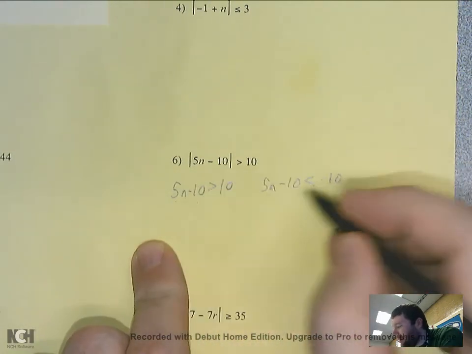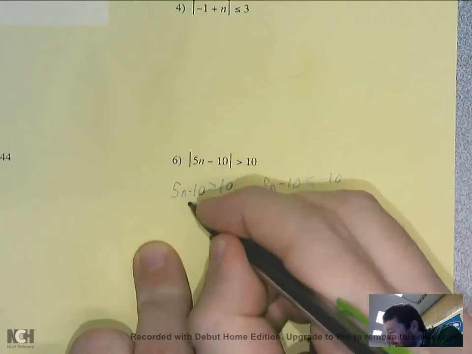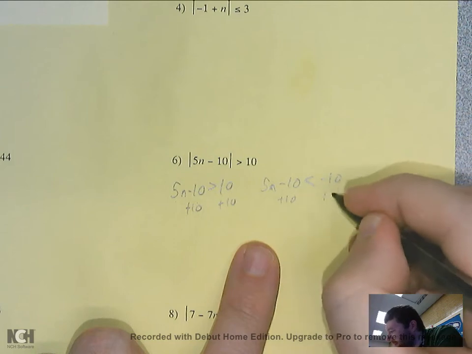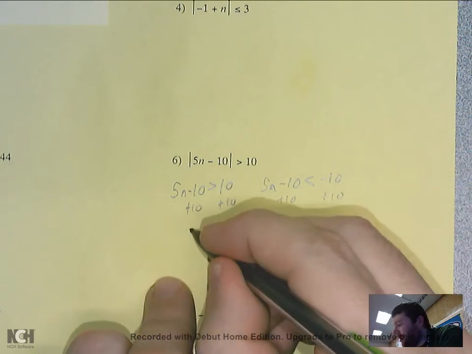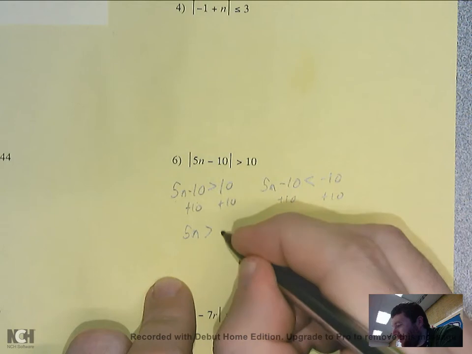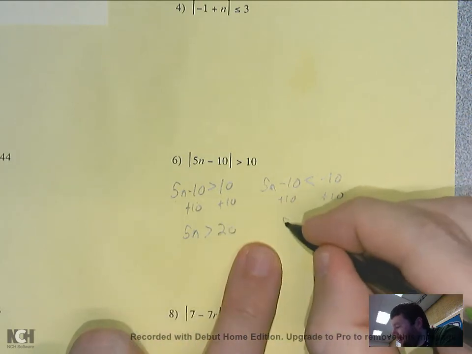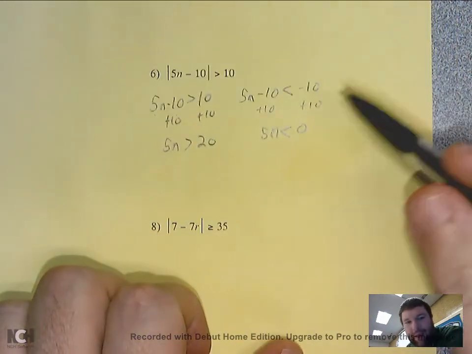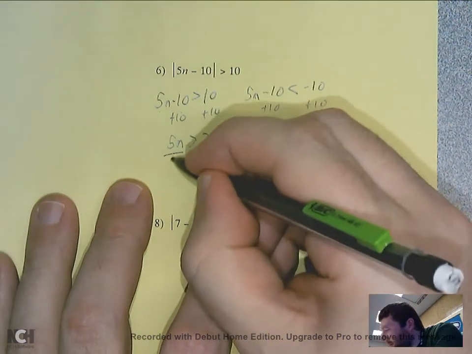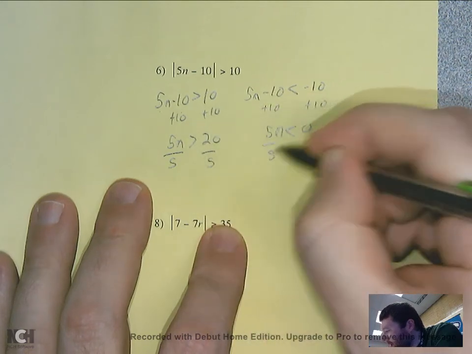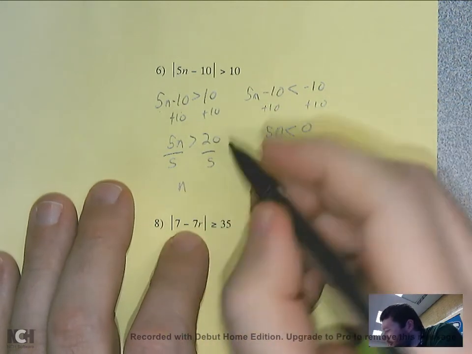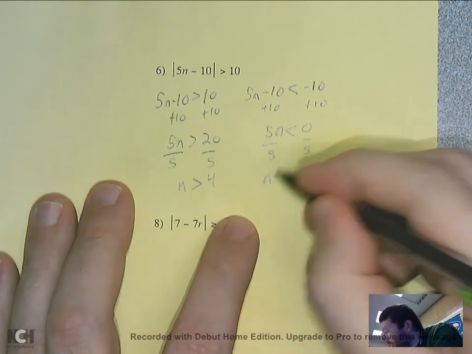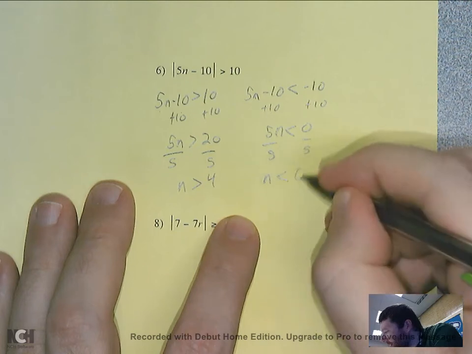I've got to add on both of these, right? So I would add the 10 first. You always get rid of the number adding or subtracting first. So add 10. It's going to give me 5n is greater than 20. And then I'd also get 5n is less than 0. Okay? Then the next step would be to divide by 5 to each side. It's going to give me n is greater than 4 and n is less than 0.